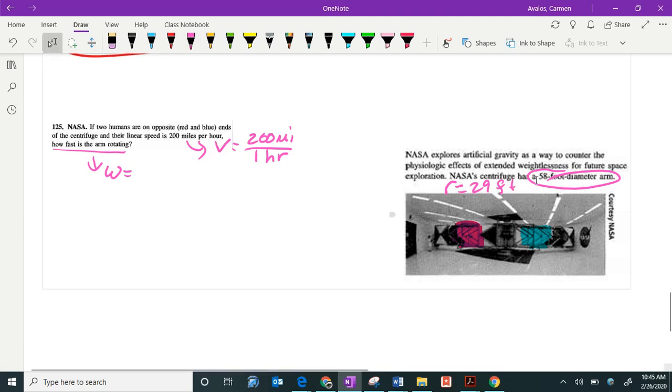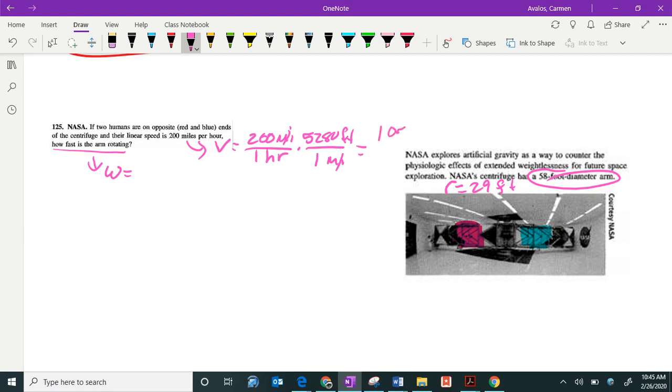I have a radius that's in feet, so yep, dimensional analysis, we have to convert it. So we need to convert the 200 miles per hour into feet per hour. So we know that this is going to be 5,280 feet in 1 mile. And so that's going to cancel. And so the 200 is going to be 1,056,000 feet per hour. So that means that the linear speed is about 1 million feet per hour.